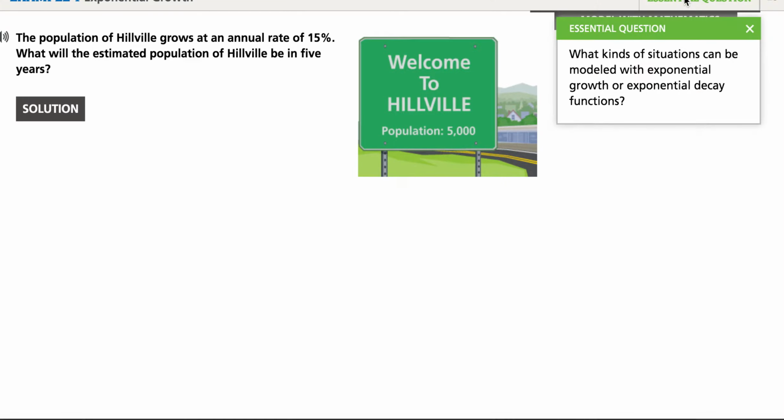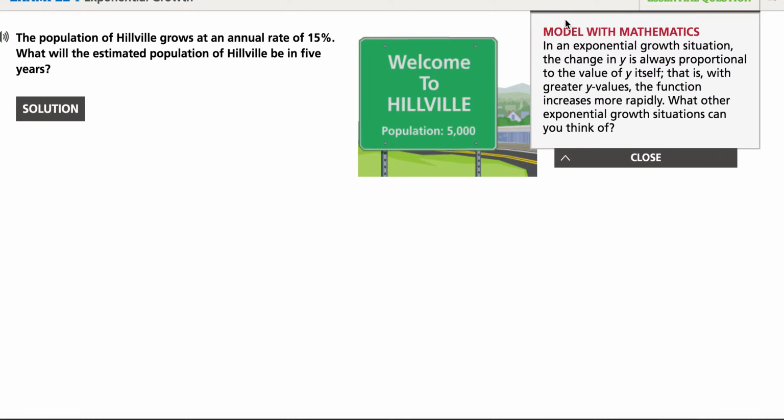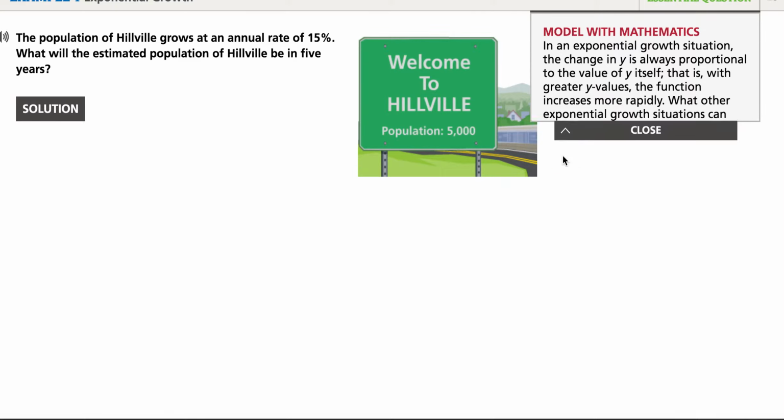Now, the essential question to pay attention to during this lesson is: what kinds of situations can be modeled with exponential growth or exponential decay functions? And modeling with mathematics: in an exponential growth situation, the change in y is always proportional to the value of y itself. That is, with greater y values, the function increases more rapidly. What other exponential growth situation can you think of? Just think about it during the lesson.